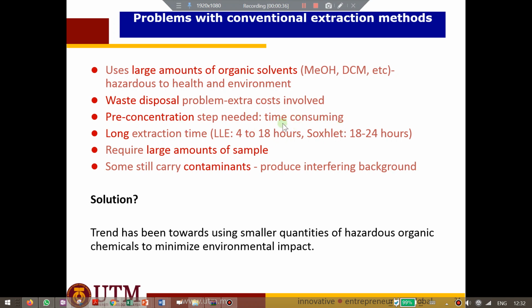Both LLE and Soxhlet techniques require a large amount of sample, and some still carry contaminants or impurities that can somehow produce interfering background during the analysis. Solution: the trend has been towards using smaller quantities of hazardous organic chemicals to minimize environmental impact. So nowadays we try to improve the technique so that it only uses a small amount of hazardous organic chemicals, to minimize the environmental impact and also the health impact to the operator.